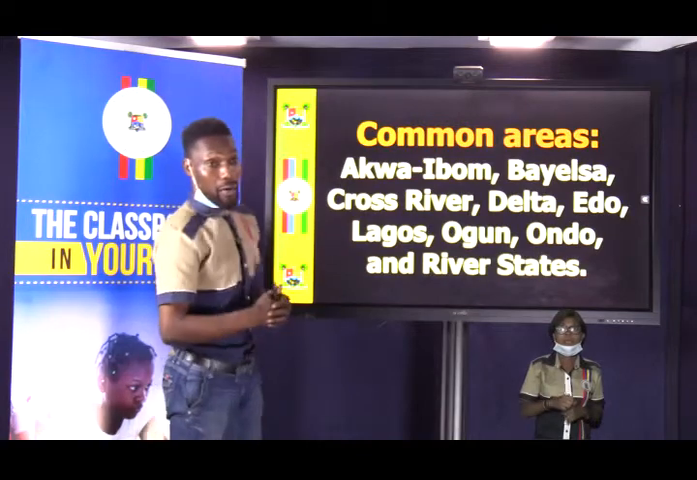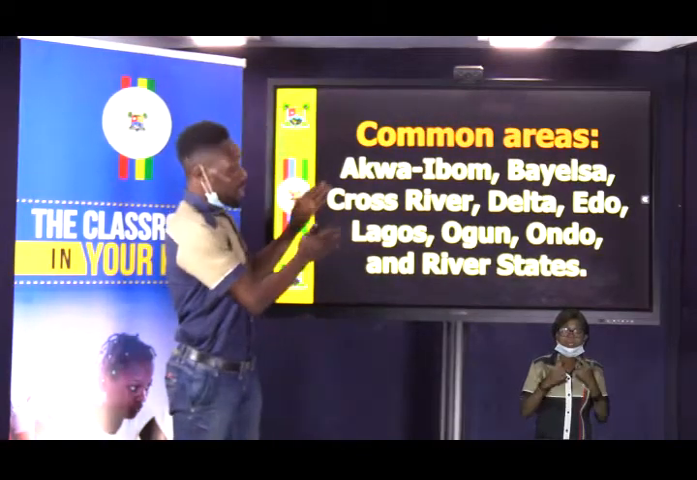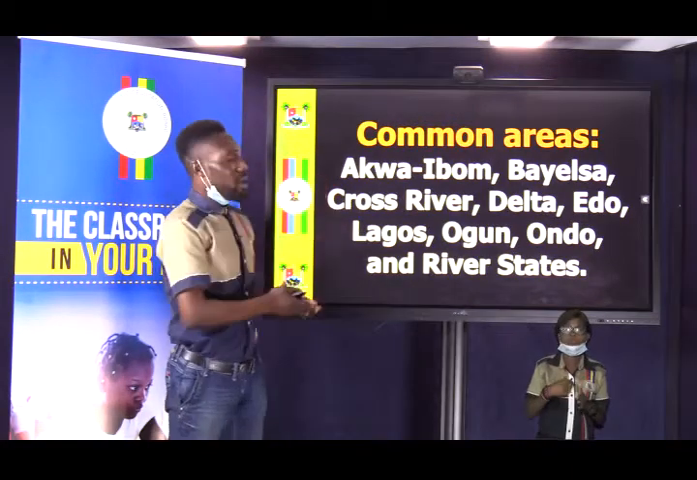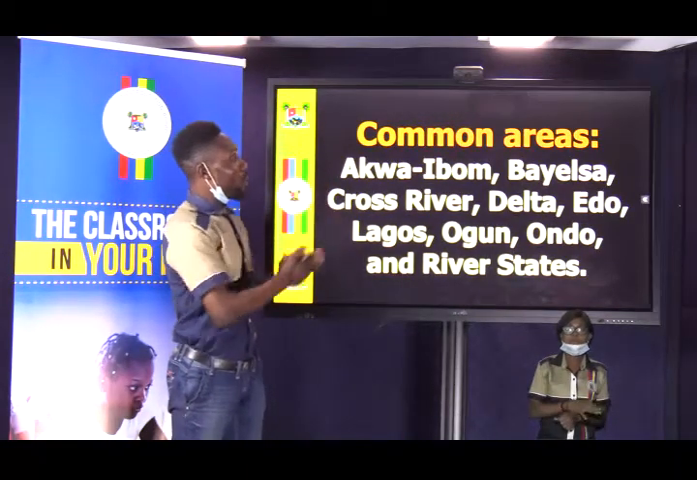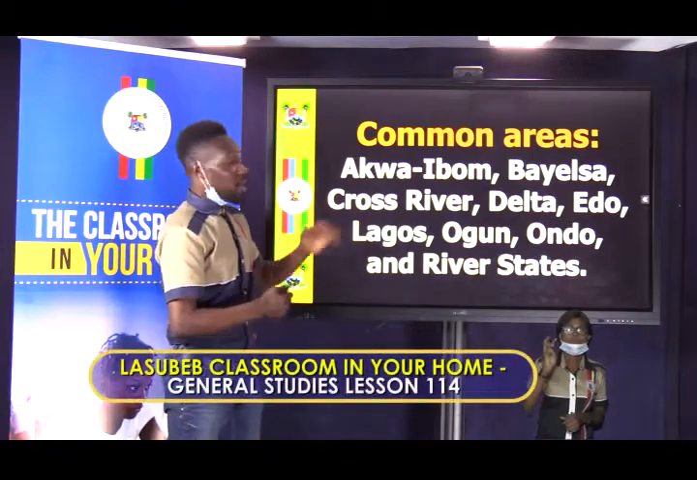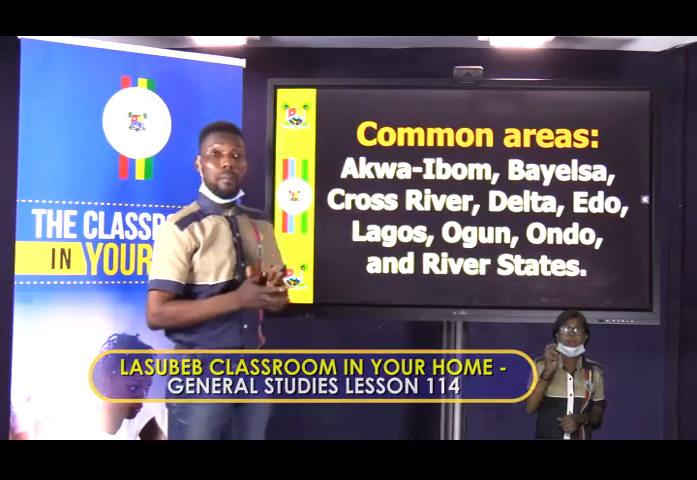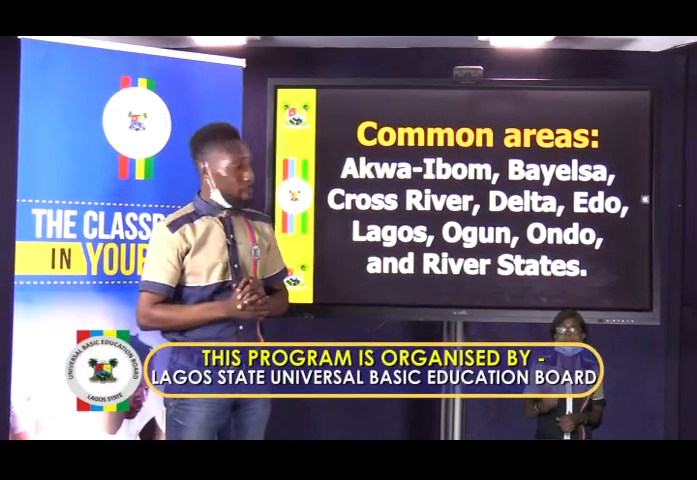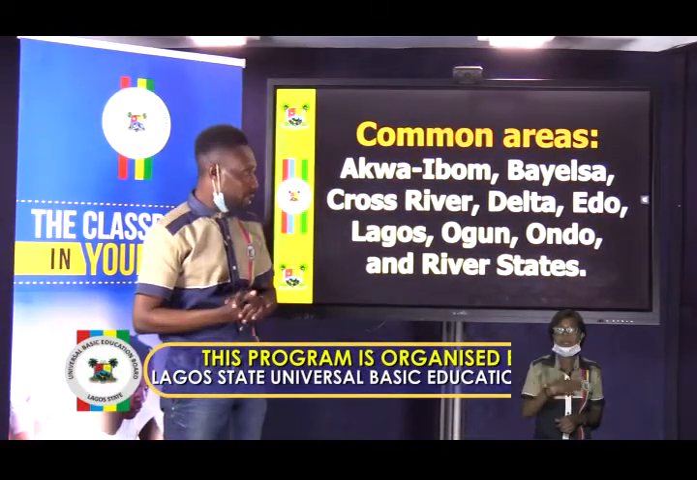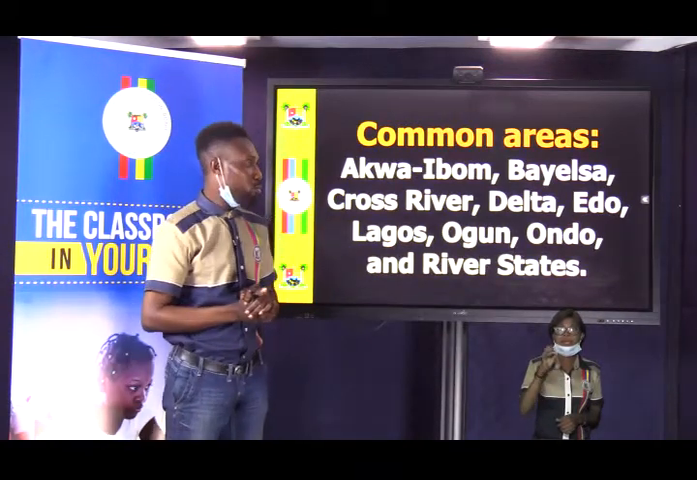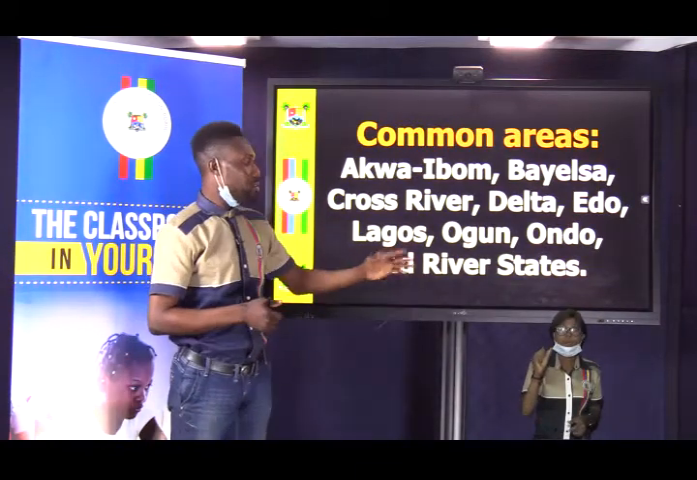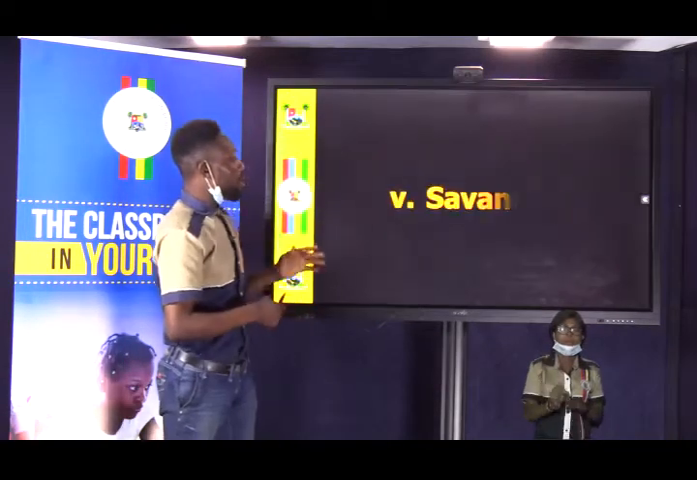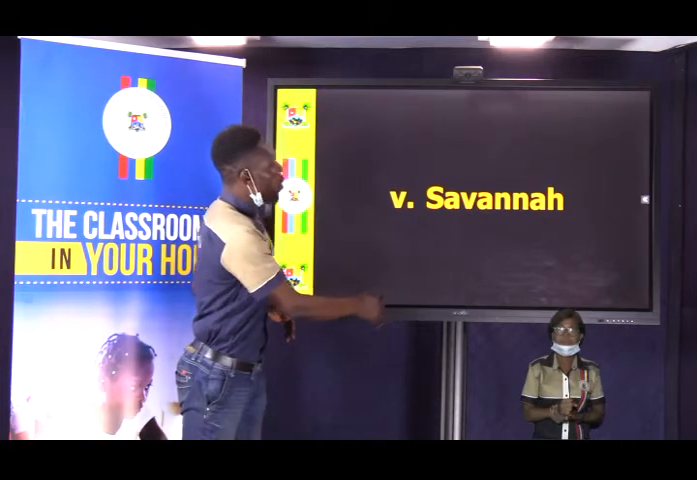Now, talking about the common areas, we are talking about the states that are full of swampy areas. That's Akwa Ibom, Bayelsa, Cross River, Delta, Edo, Lagos, Ogun, Ondo, and Rivers State. These are examples of common areas of the swamp region.